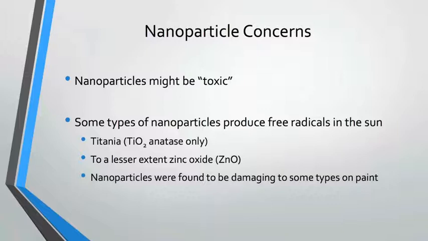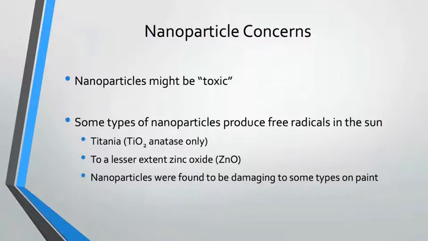Now, this is particularly true of one type of titania called anatase, and to a lesser extent the zinc oxide. And the reason this started is that it was found that when you left some of the nanoparticles in the sun on different types of paint, you could damage the paint. Now, it's important to keep in mind that the particles had to be left there for quite a long time for this damage to occur.